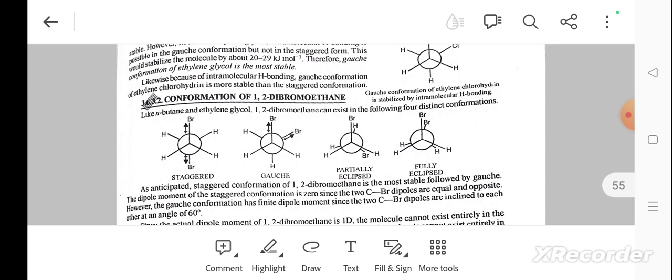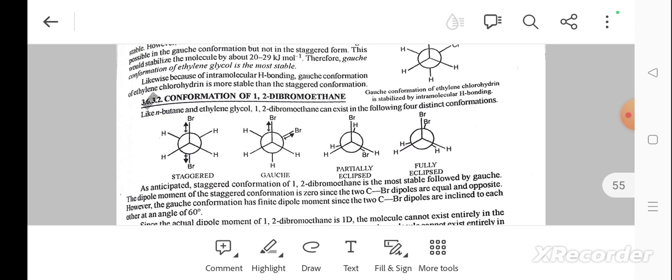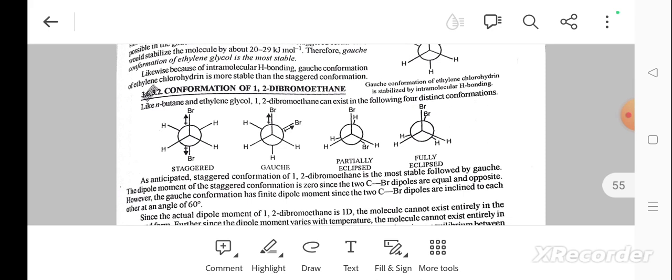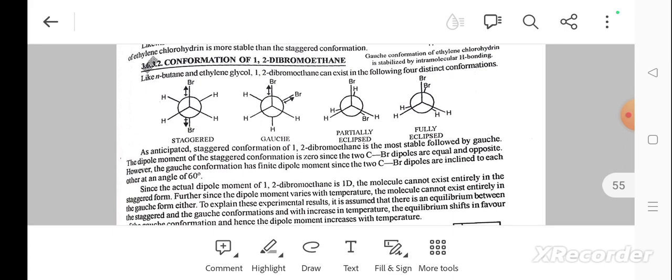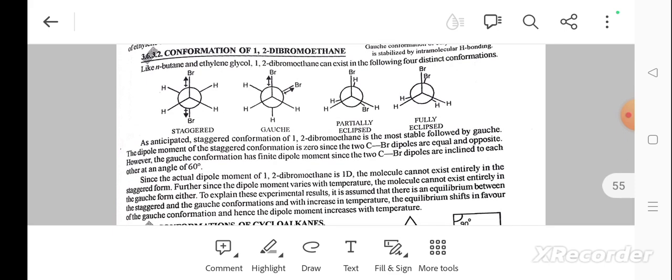Likewise, because of the intramolecular hydrogen bond, the gauche conformation of ethylene chlorohydrin is more stable than the anti conformation. Conformation of 1,2-dibromoethane. Like n-butane and ethylene glycol, 1,2-dibromoethane can exist in the following four distinct conformations.